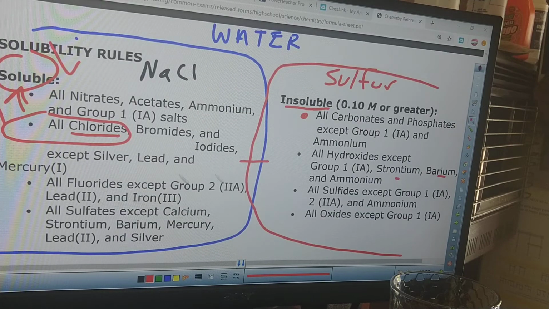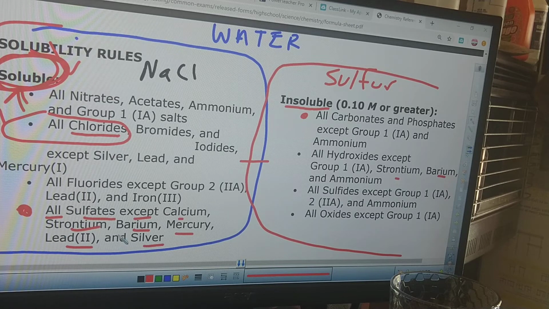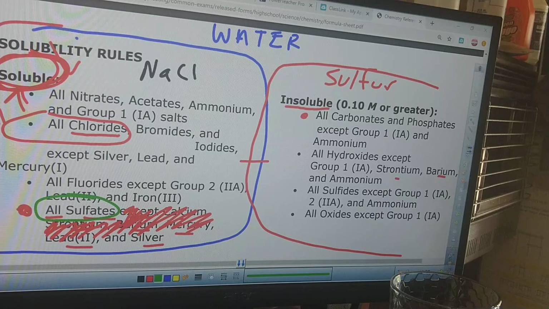All right. Look down here at this bottom bullet point, down here in the corner. All sulfates are soluble except calcium, strontium, barium, mercury, lead 2, and silver. Well, copper 2 is not one of those. So as far as we're concerned, all sulfates, in this case, are soluble. So CuSO4, yep, that's soluble.